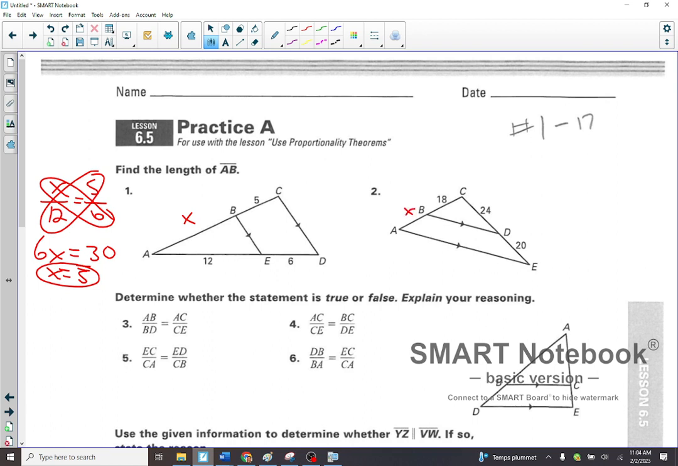So in this case, 18 goes to 24. Wait, 5 times 12 is 60, so this should be 10.